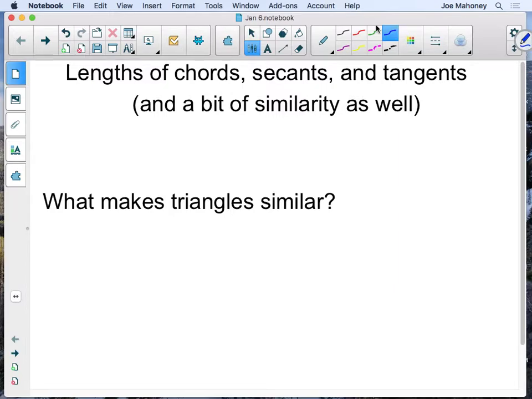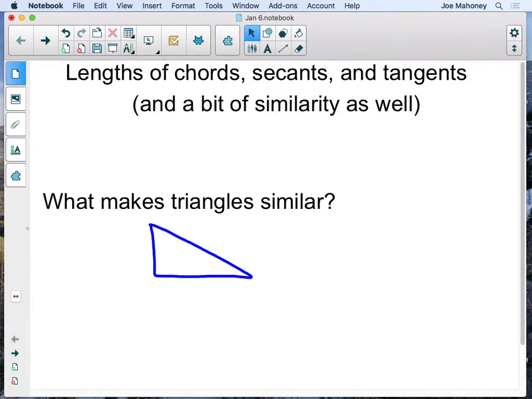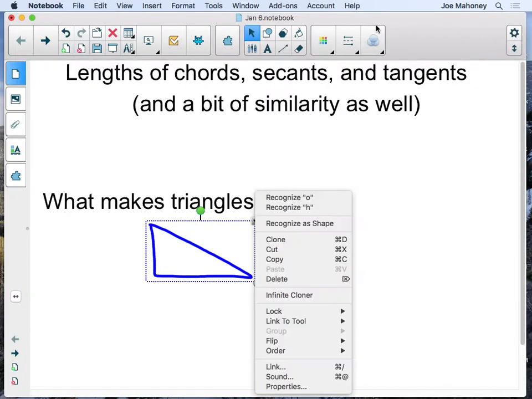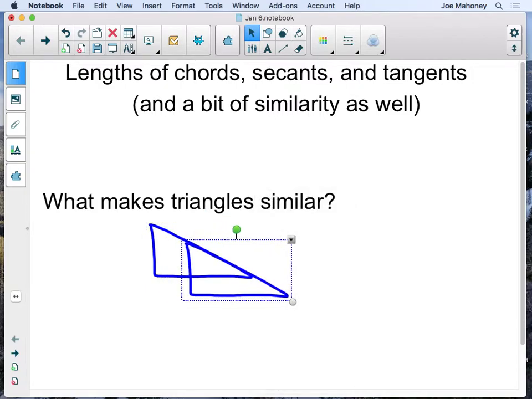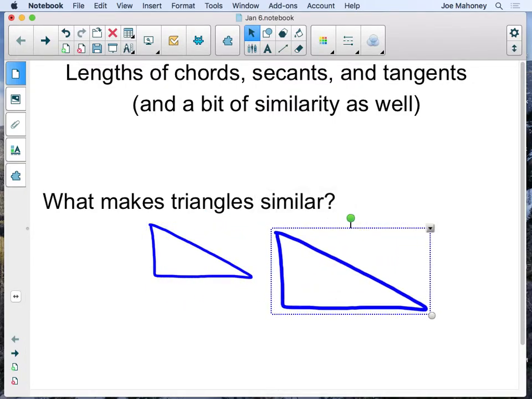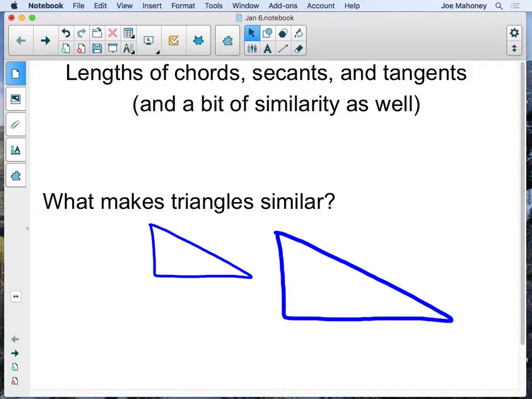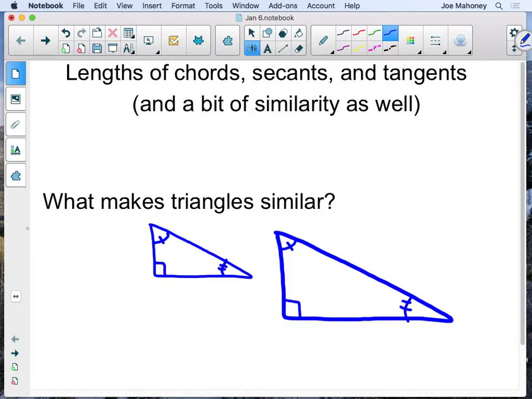Remember, similar triangles occur when you have a triangle and you do a dilation, you make it bigger or smaller. So if I'm just going to copy this over here a little bit, and then I'm going to make this triangle bigger, these two triangles are similar triangles. And what you'll notice is that the angle measures are the same. All three angle measures are the same. I didn't necessarily mean to make it a right triangle, but why not? Let's make it a right triangle.